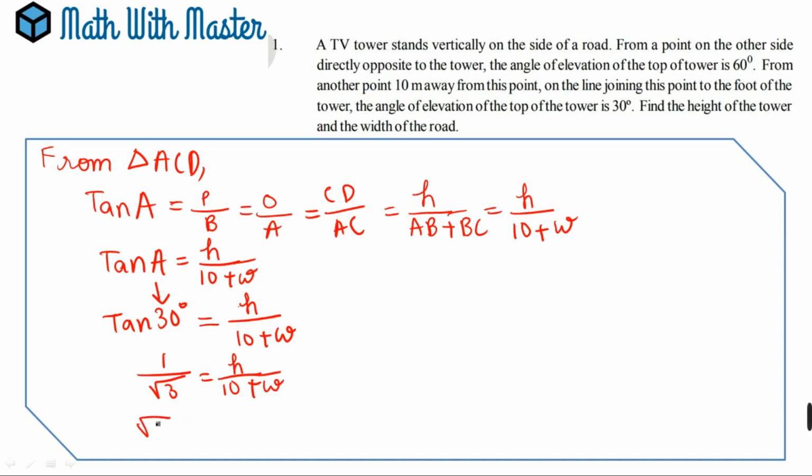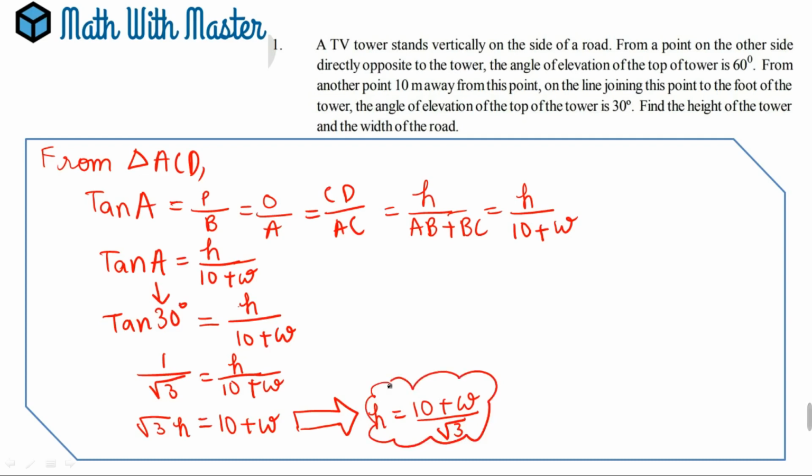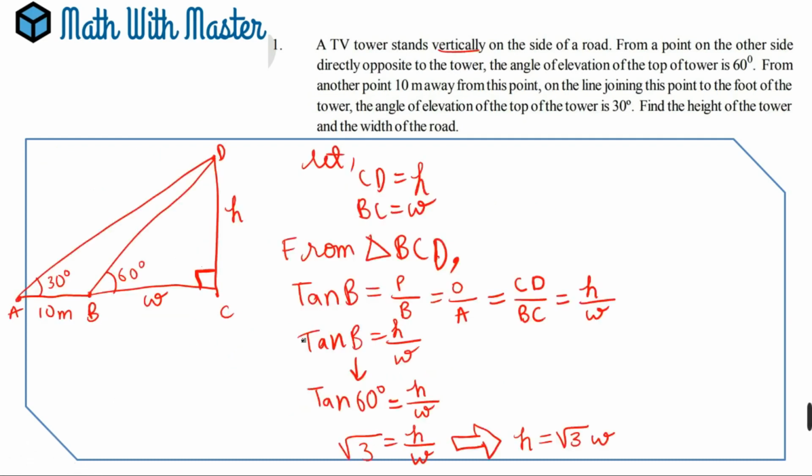Now root 3H is equals to 10 plus W. And from here we get the value of H. H is equals to (10 plus W) upon root 3. So we have got this value, and this is also an important value.